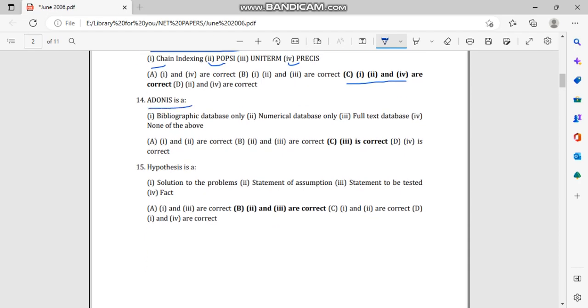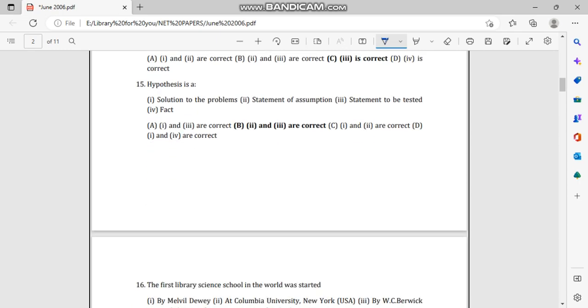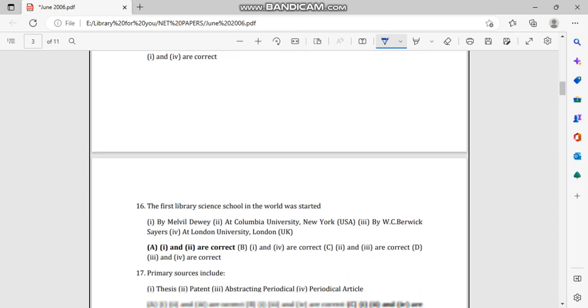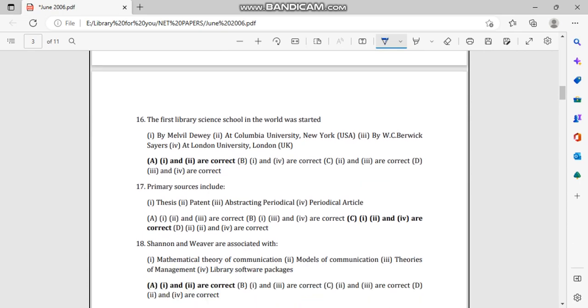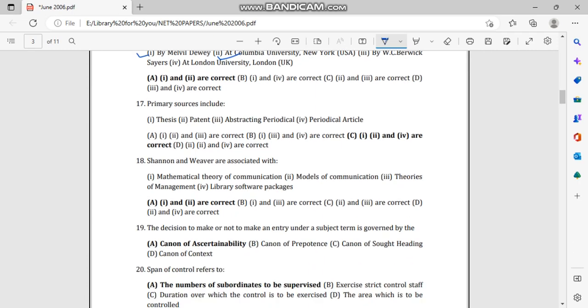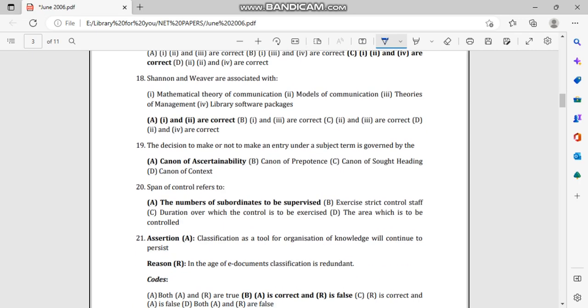Adonis is a full text database. Hypothesis is a statement of assumption to be tested. The first library science school in the world was started by Melvil Dewey at Columbia University, New York. Primary sources include thesis, patent and periodical articles.